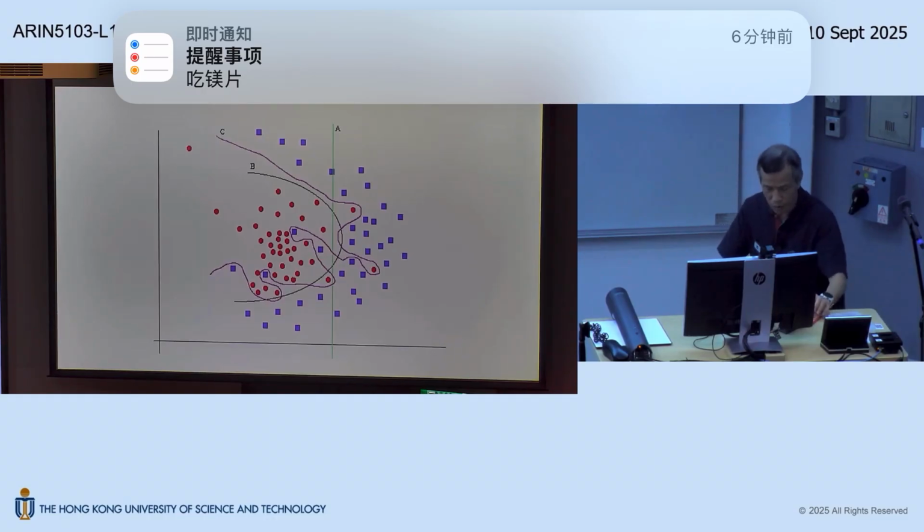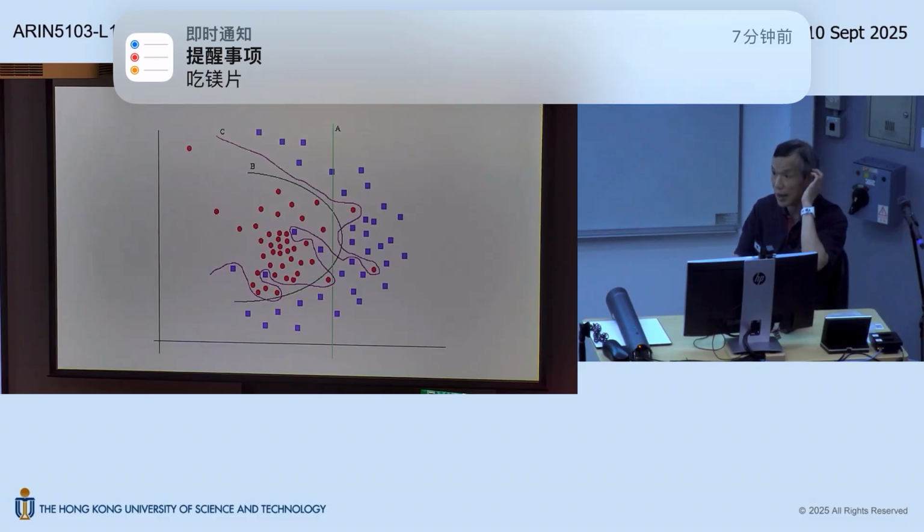In general, linear models are not good enough, because in the real world, oftentimes the 2 classes can be very complicated. For example, if you have 2 classes like this, then obviously you cannot use a linear model, because the best you can do is this one, and you will have a lot of errors. This is typically what we have here for model A. So if a linear model is not good enough, what can you do?